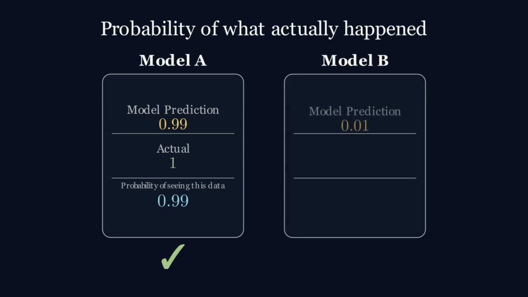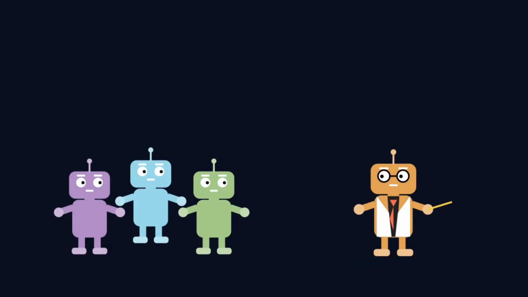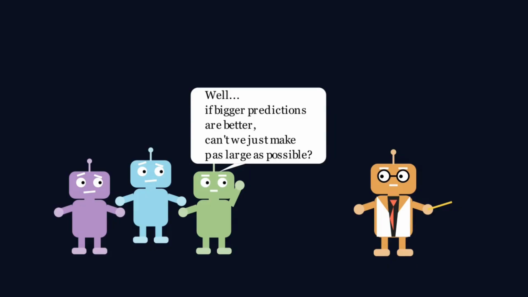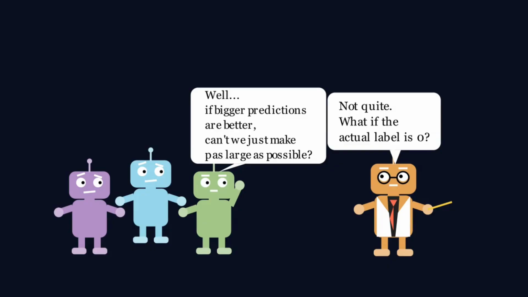Now, imagine a different scenario. Our model predicts 0.01, but the actual label is still 1. The cell is still malignant, but this time, according to our model, the probability of observing what actually happened is just 1%. So, naturally, we'd prefer the first model over the second. Now, some of you might be wondering, well, if bigger probabilities are always better, can't we just make P as large as possible? It sounds reasonable, but we've only looked at cells that are actually malignant. What happens when the cell is actually benign?